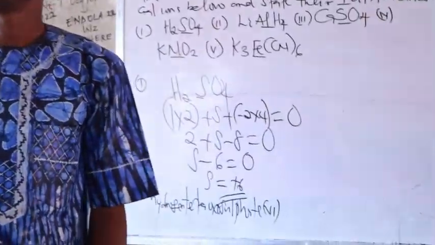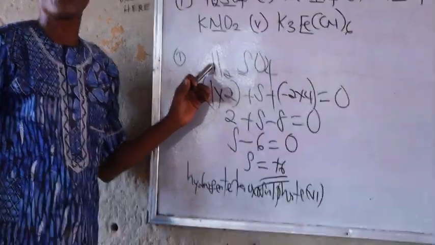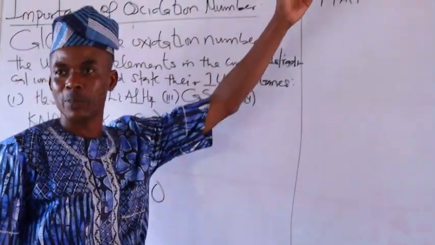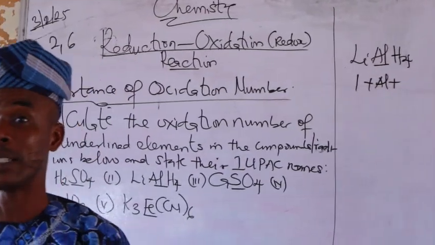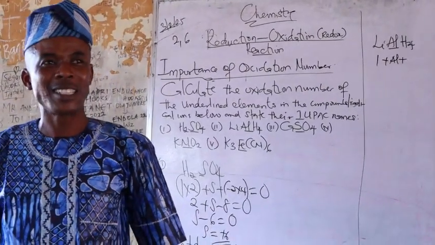Now we've just done hydrogen before. We say this is hydrogen and we use positive 1 here. But on getting here, you say it is minus 1. Why is it minus 1 here? It's a hydride. I want a detailed explanation.